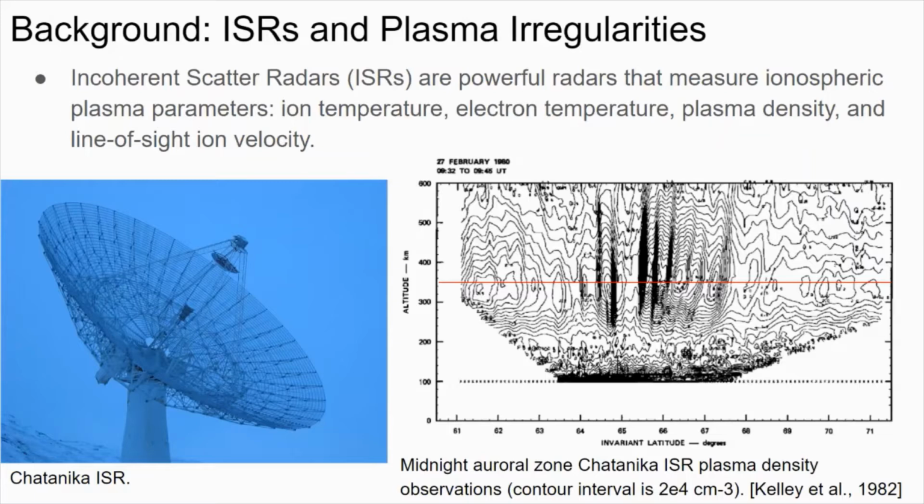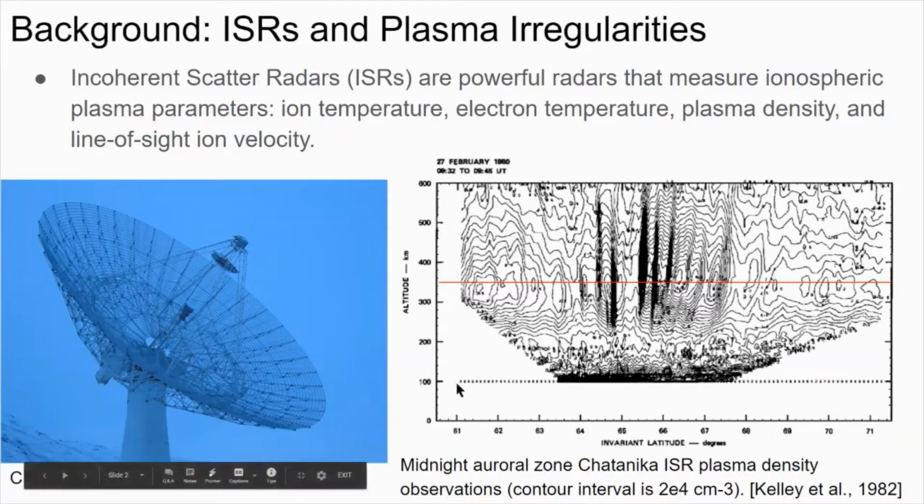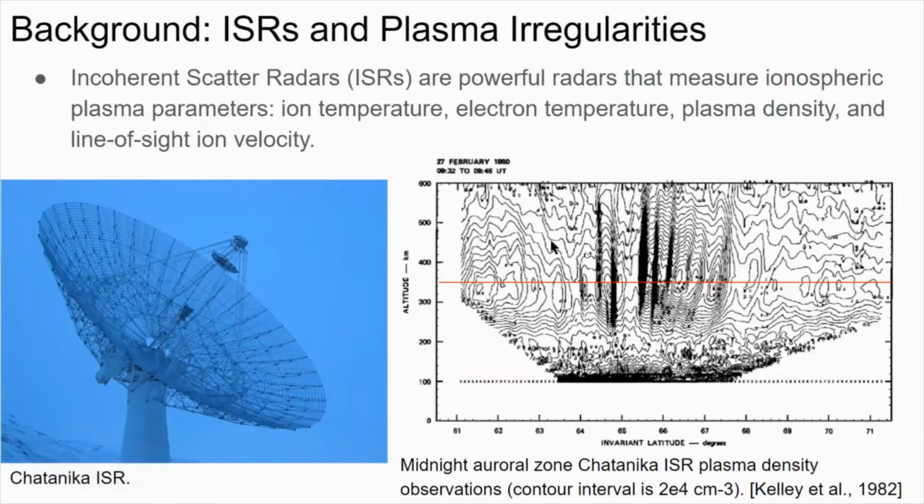It has since been taken apart and disassembled, but you'll notice that this one had a steerable dish, a big giant dish. And what it could do with this is point in a variety of different directions and resolve plasma parameters in those different regions. And it could even perform azimuthal scans, as we see over here on the right. So this is an azimuthal scan, and this is plasma density as a function of latitude and altitude. These were taken in the midnight auroral zone.